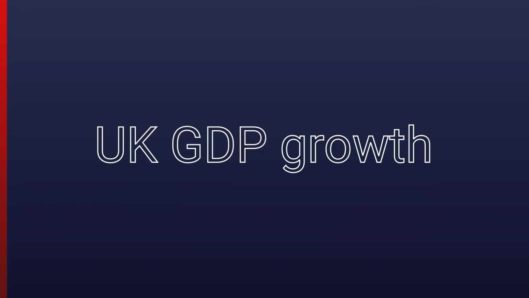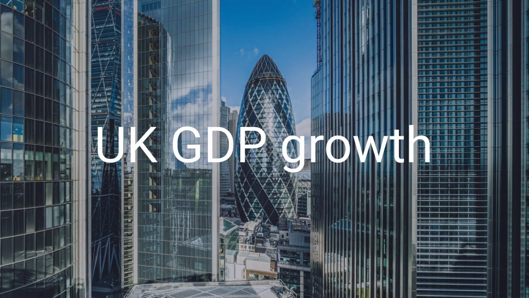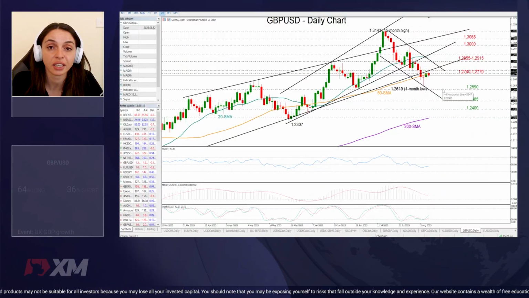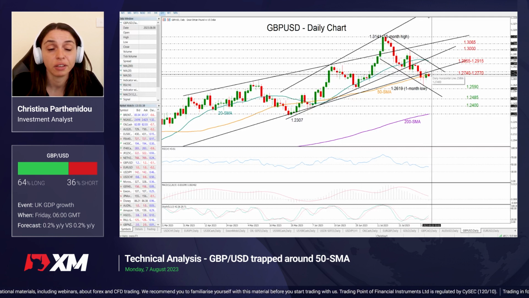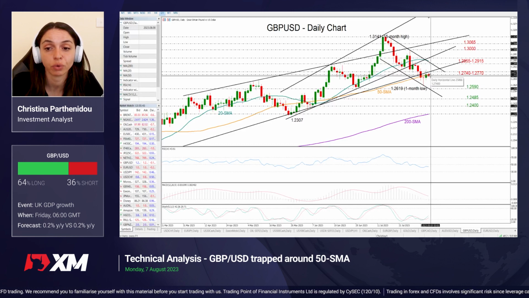Now turning to UK GDP growth figures and pound dollar. Well, the UK economy is expected to grow at an almost flat pace. Year on year, the economy is expected to have grown by 0.2%, while on a quarterly basis, the economy is expected to show zero growth. So that could disappoint investors, especially as the pair is trying to overcome the 1.2740 and 1.2770 resistance.